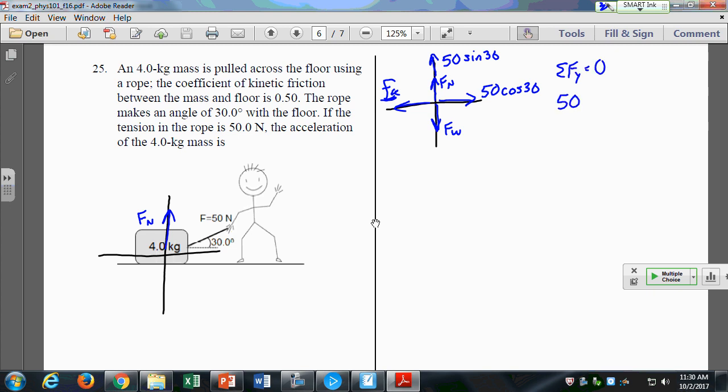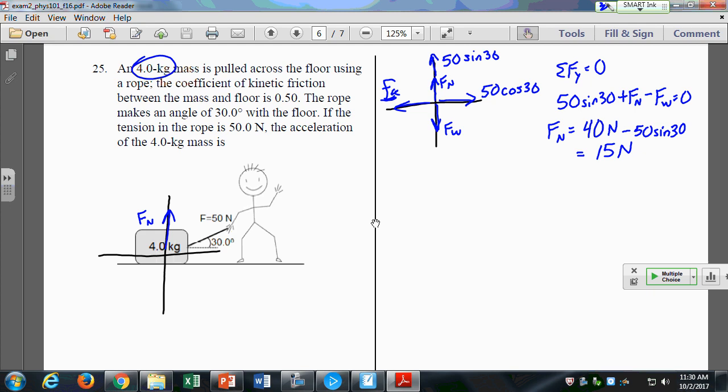That's 50 sine of 30 plus Fn minus Fw equals 0. It equals 0 because it's not accelerating in the y direction. And so Fn then will equal Fw, which is 40 newtons, that's 4 times 10, minus 50 sine of 30, which is 15 newtons. So that's my normal force.